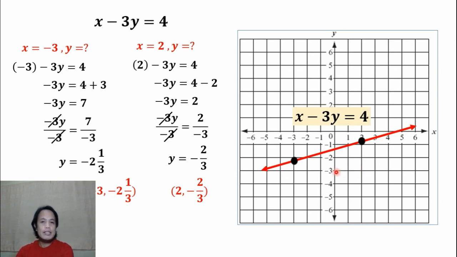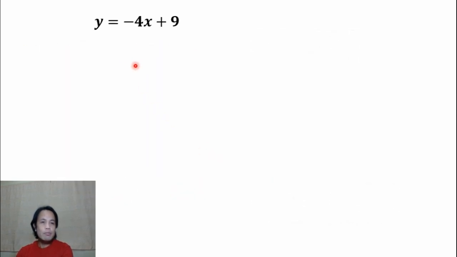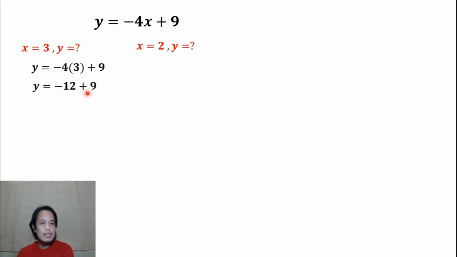Now let's proceed to our last example. For example, you are told to plot the graph of this equation, y equals negative 4x plus 9. We choose any values for x, so we choose positive 3 and positive 2. So what would be the value of y if our x is 3? So we substitute this value to the equation. So y equals negative 4 times our x is 3 plus 9. Then negative 4 times 3 is of course negative 12 plus 9 is of course negative 3. So therefore, the ordered pair is 3 and negative 3.